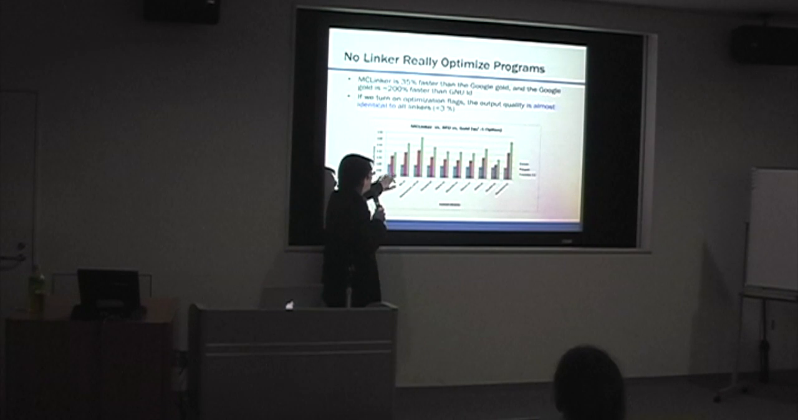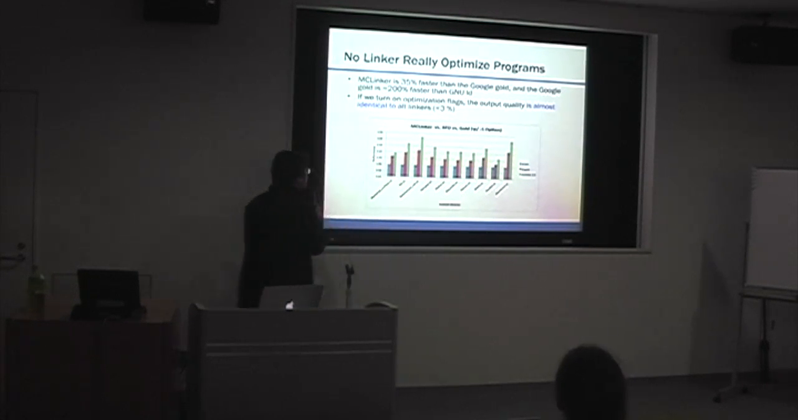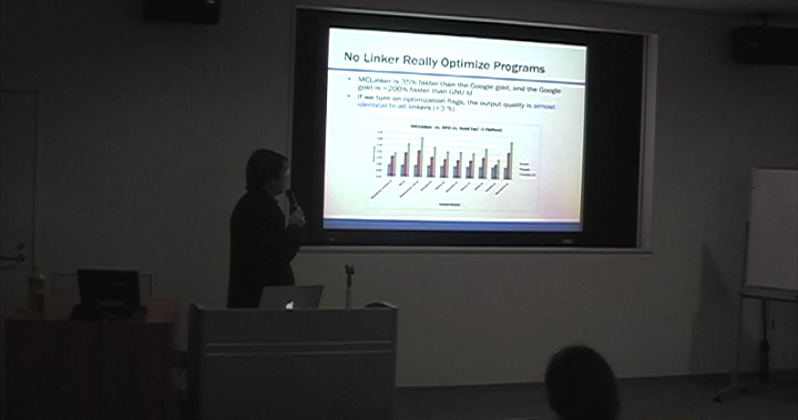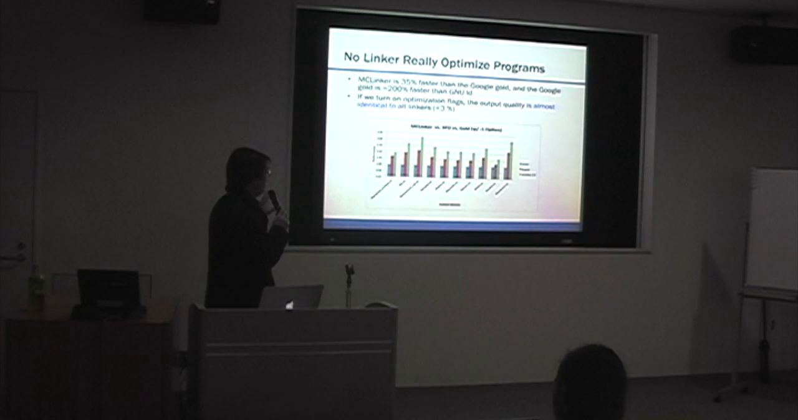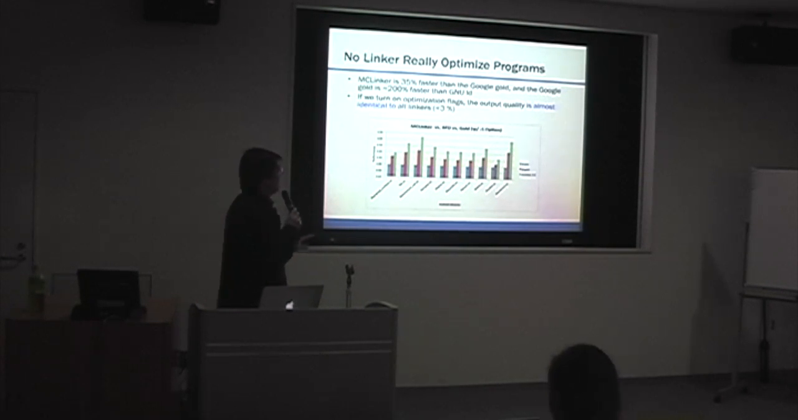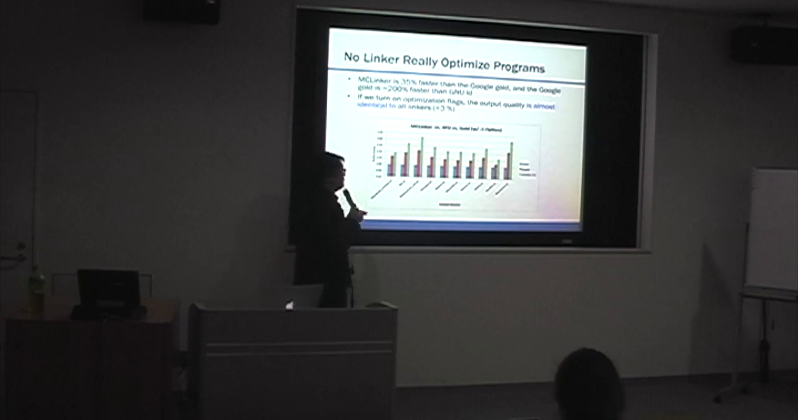Gold is about 200% faster than GNU LD, and the green bar is NC-linker. NC-linker is about 30% faster than Gold. And the interesting thing is that the output quality of all of these linkers is almost identical. Actually, the difference in performance is less than 3%.